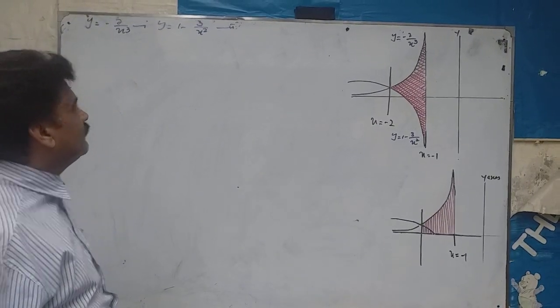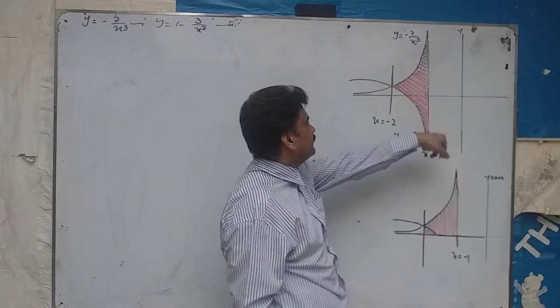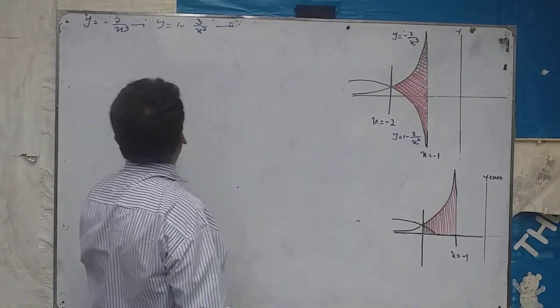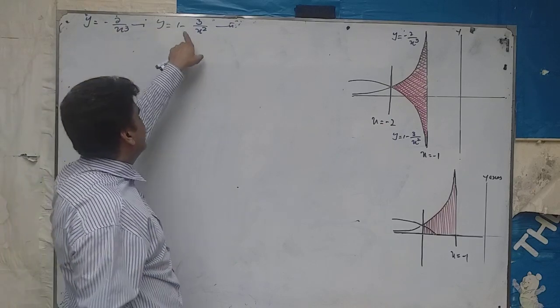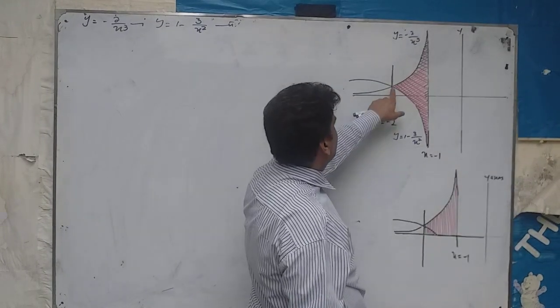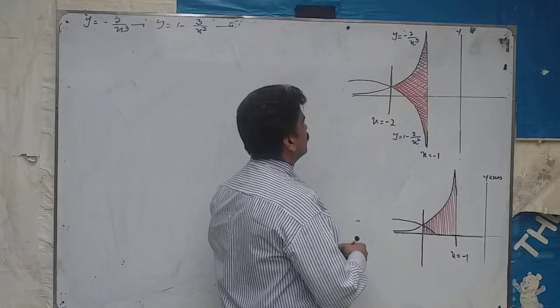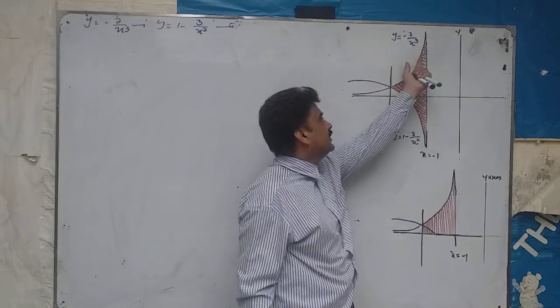There is a simple problem. We have to find the area between two curves. The first curve is y equals minus 2 over x cubed, and the second curve is y equals 1 minus 3 over x squared. These curves intersect at this point. We have to find this red shaded area.